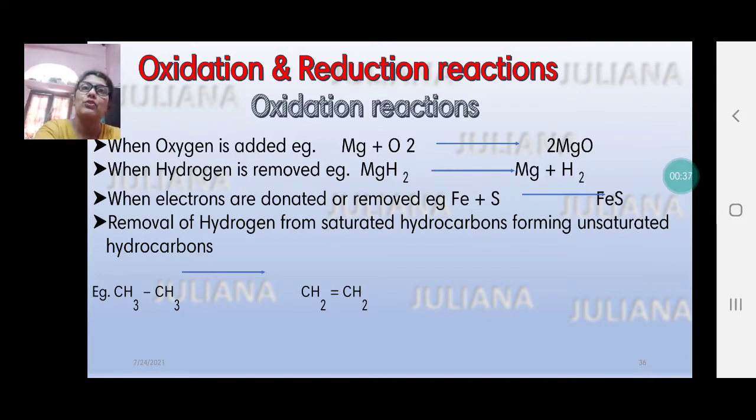Second is when hydrogen is removed. That is also called oxidation. For example, magnesium hydride, MgH2. Hydrogen is removed to give you the metal magnesium. Okay, so this is also an oxidation reaction.